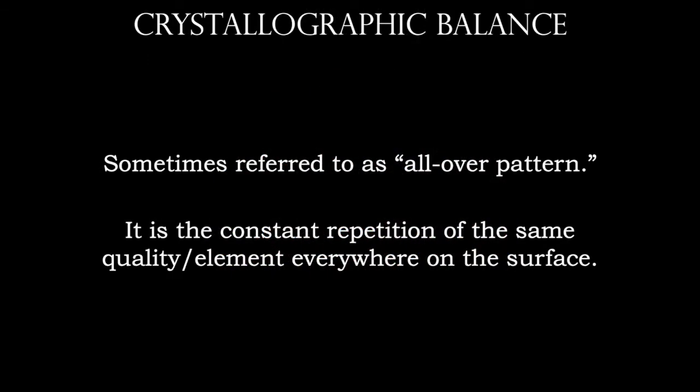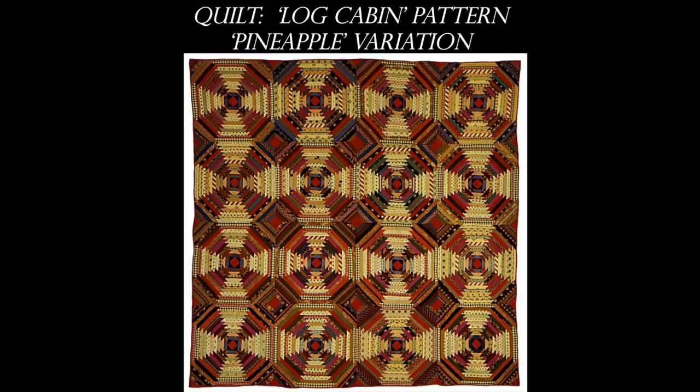Our final form of balance is crystallographic balance, and sometimes this is called all-over pattern. Here we have the constant repetition of the same element or the same quality everywhere along the surface. And so this is what I mean by all-over pattern. This wonderful quilt shows that repetition of this design throughout its entire surface. If we needed to enlarge this quilt, we automatically know the design that we're going to be creating.